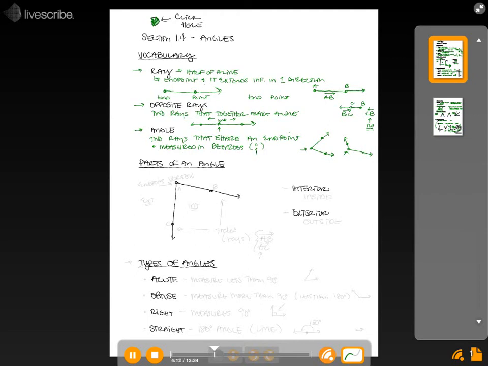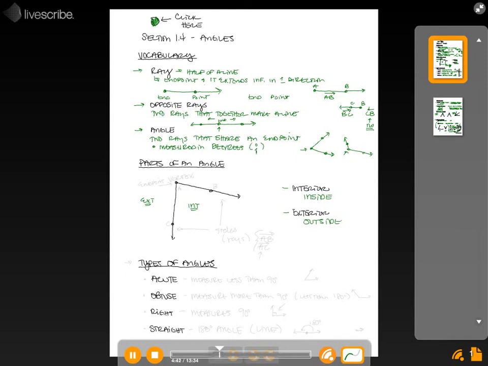Now, there are several different parts of an angle. First, I'm going to go over interior and exterior. Pretty basic. Interior is the inside of an angle. Exterior is the outside. So here's the interior. Here's the exterior. If I asked you to give me a point on the interior of an angle, it would just need to be inside. Exterior would be the outside. If I set a point on the angle, then it has to be on the angle itself. It's neither in nor out.